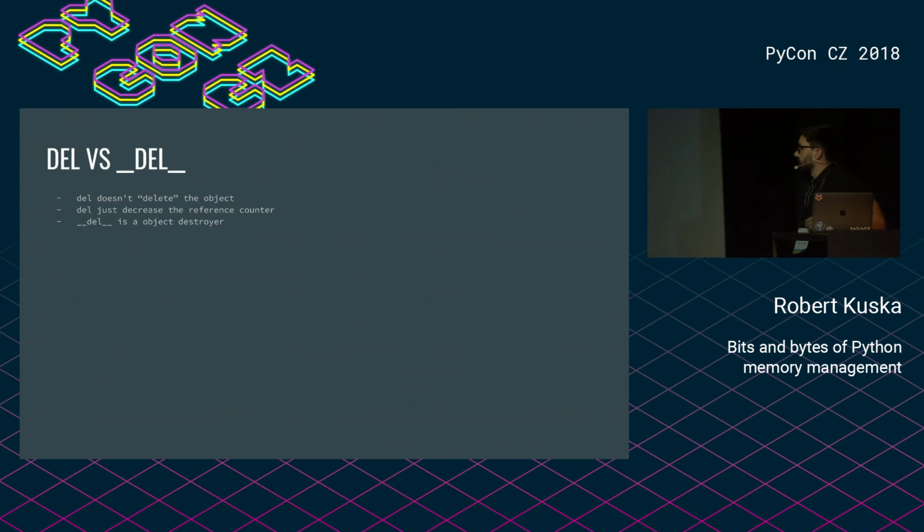So del versus the dunder del dunder. So del doesn't delete the object. That's very important. Del only decrements the reference count for that object. And what dunder del does is that it's being called on the object destruction.